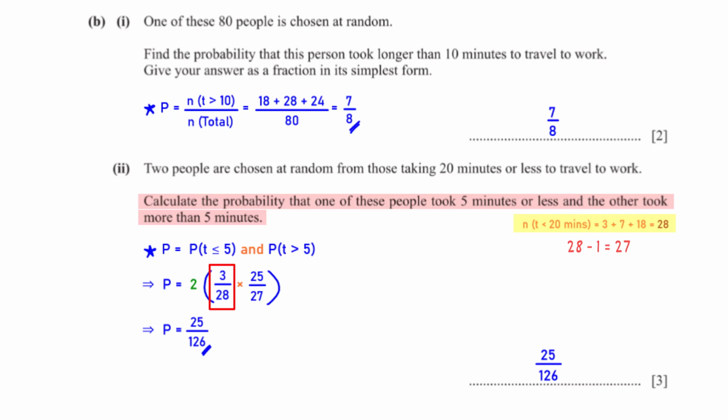After the first person is chosen, the pool reduces by 1. So the probability that the second person chosen from the 20 minutes or less group takes greater than 5 minutes is 25 over 27. The order in which these two people are picked may be reversed, making the number of possible orders in which they are chosen to be 2. So we multiply this by 2. When we type this into the calculator, we get 25 over 126.